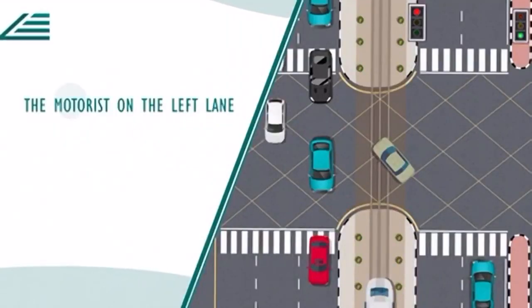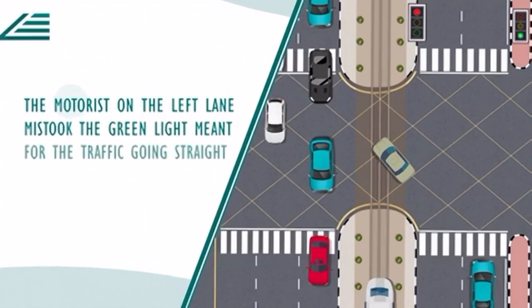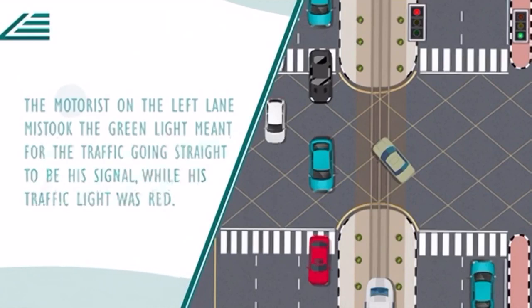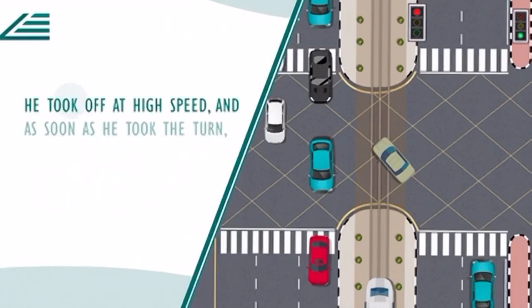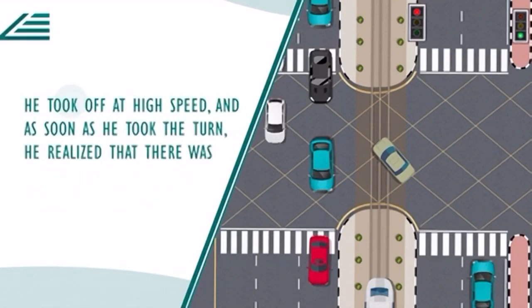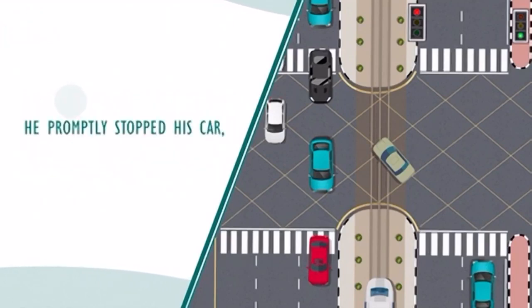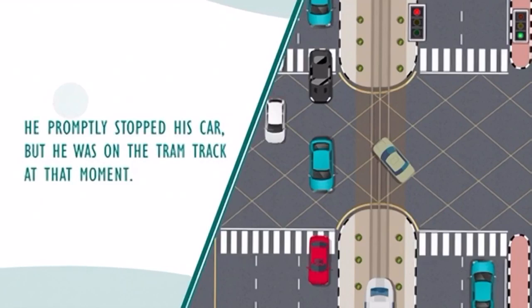The motorist on the left lane mistook the green light meant for the traffic going straight to be his signal while his traffic light was red. He took off at high speed and as soon as he took the turn, he realized that there was traffic coming his way. He promptly stopped his car, but he was on the tram track at that moment.